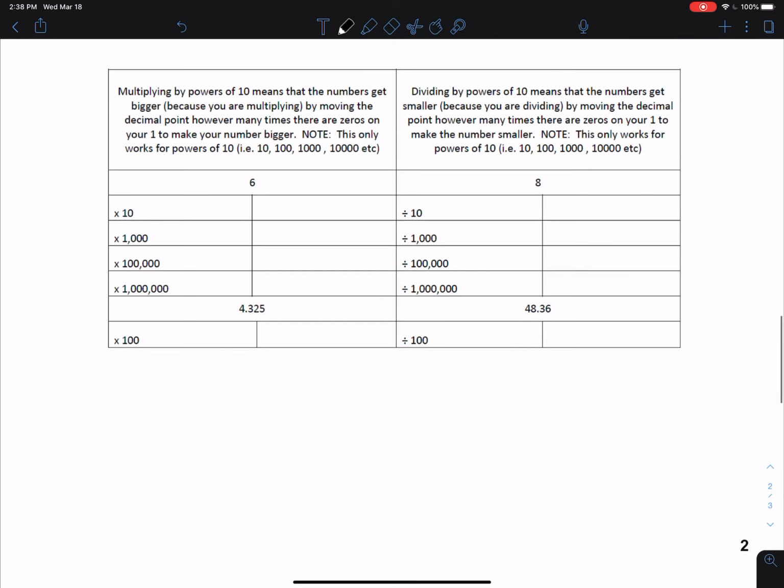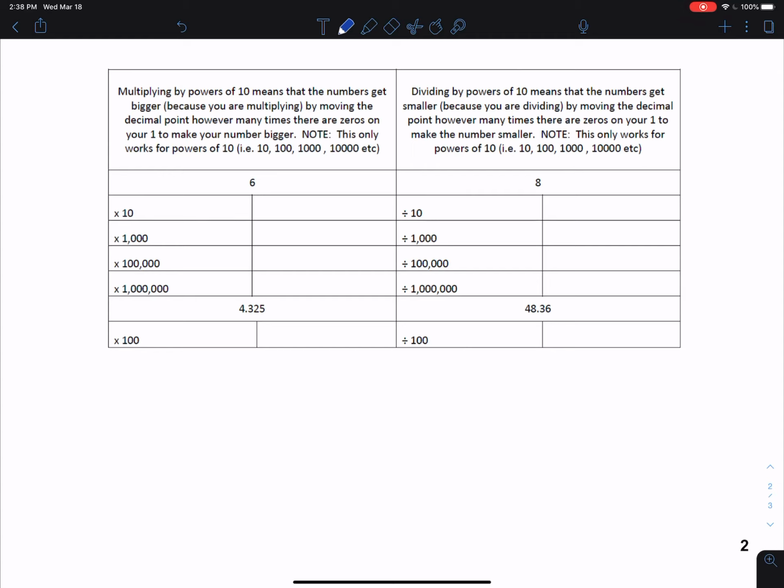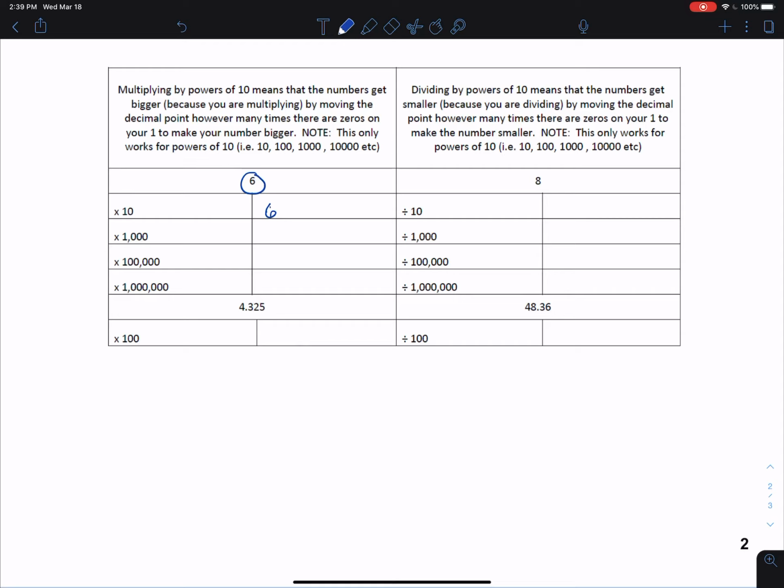Now, when we're talking about multiplying and dividing, if we're multiplying or dividing by powers of 10, it makes our life a lot easier. If we're multiplying by 10, we move the decimal point to the right however many times there are zeros on the 1 to make our number bigger. So for example, if we start out with this 6 and we multiply by 10, I'm going to bump that decimal point 1 space to the right and fill it in with a 0. So I'll end up with 60. Right, I had my 6, I bumped it 1 space to the right.